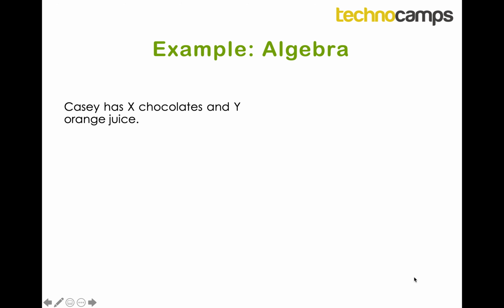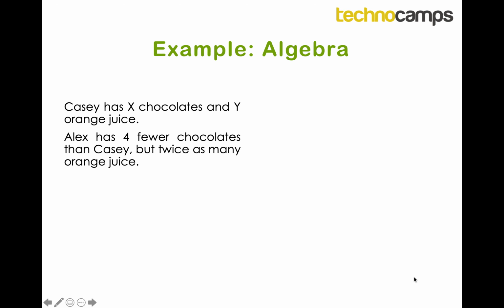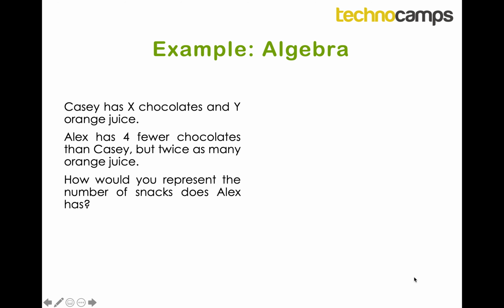So let's say Casey, who's one of our Technocamps members, has X chocolates in her cupboard, right? And she likes chocolates, trust me. And Y orange juices. I don't know how many because I haven't actually checked her cupboards. And Alex, another member of Technocamps, has four fewer chocolates than Casey, but twice as many orange juices. They both like chocolates a lot.